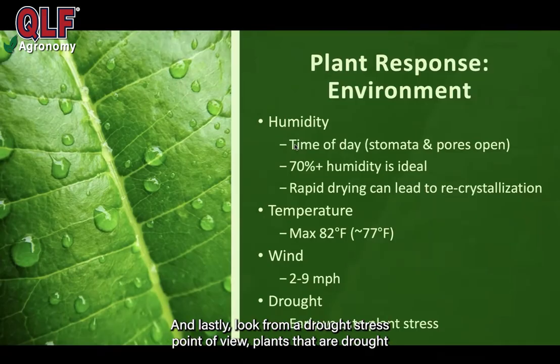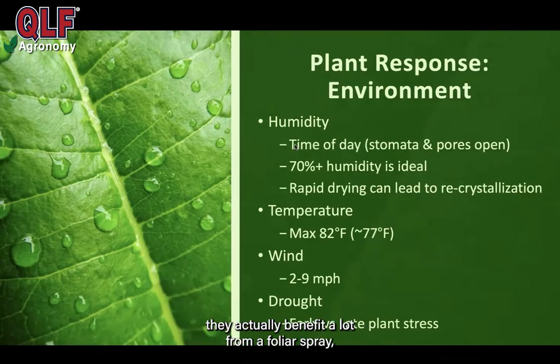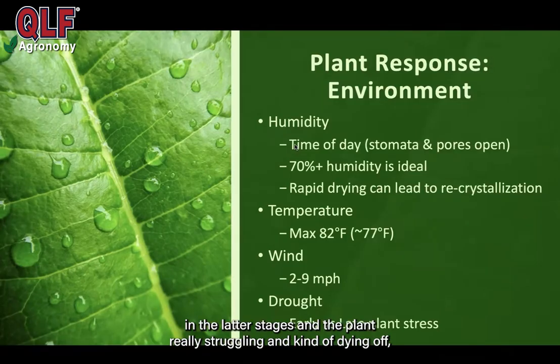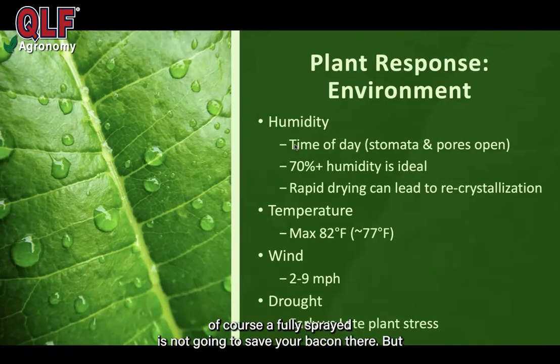And lastly, from a drought stress point of view, plants that are drought stressed, that are struggling to get moisture and nutrients out of the soil under drying soils, actually benefit a lot from a foliar spray, particularly in the earlier stages of drought stress. However, once the plant is in the latter stages, really struggling and dying off, of course a foliar spray is not going to save your bacon there. But in the early stages of drought stress, when the plant's root uptake is a little impaired, a foliar application can be very advantageous.